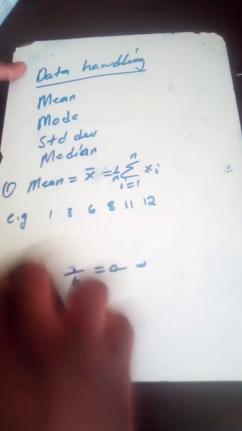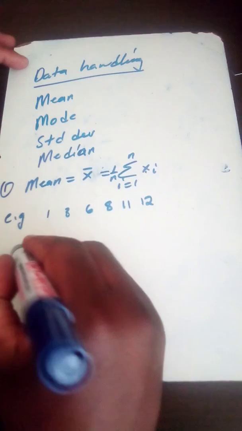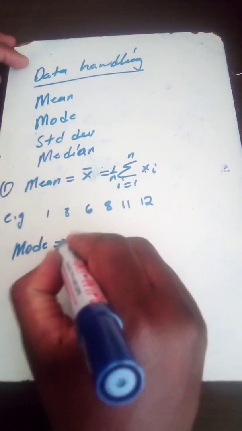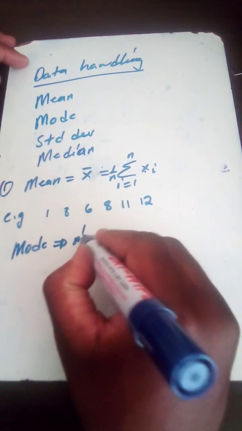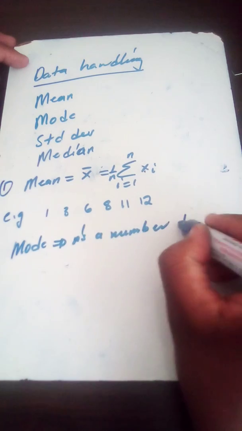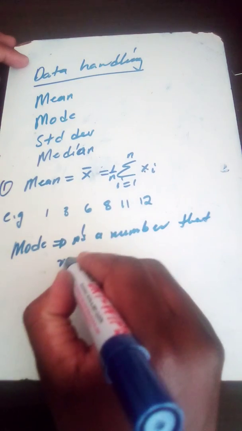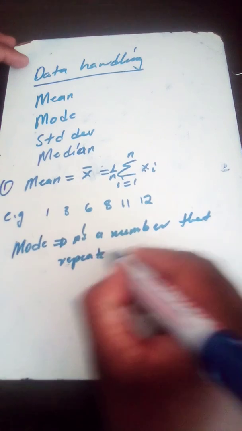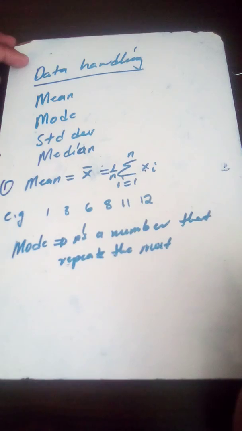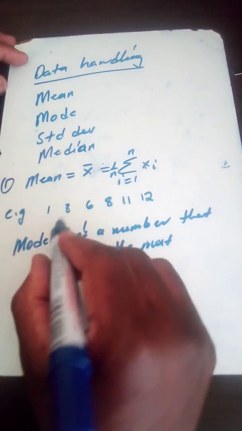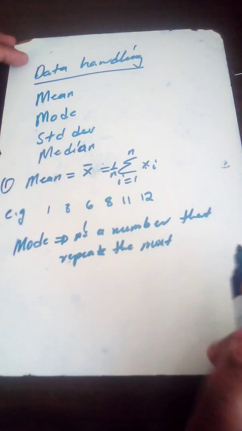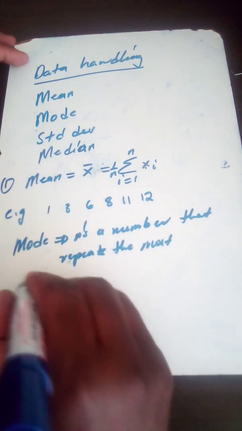The mode is a number that repeats the most. In the data that I just added here, if you check, there is no number that is repeating the most, which means there is no mode.